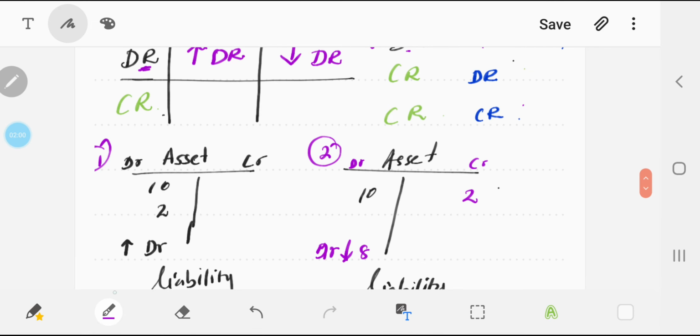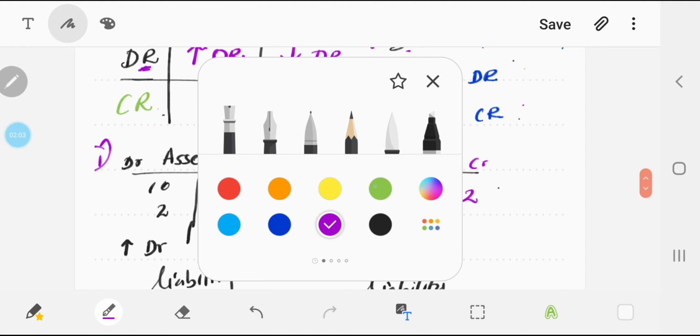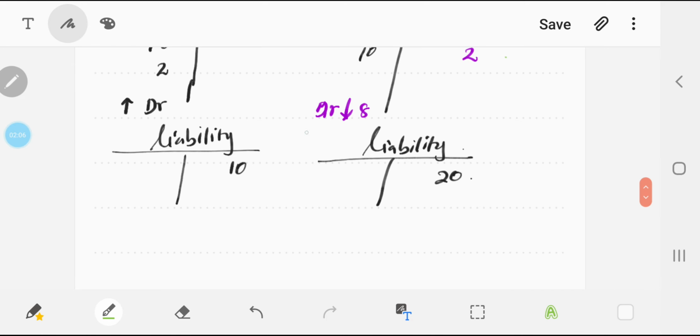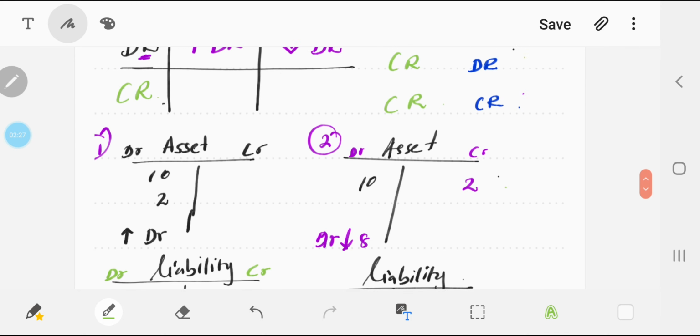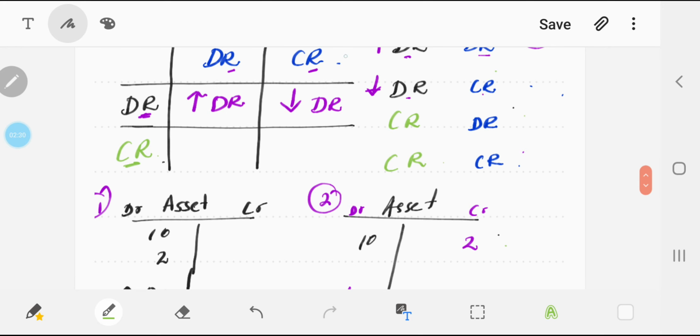Now let's look at the example of a liability. Liabilities usually have a credit balance. If you're going to increase the value of your liability, you're supposed to credit it. Therefore, the credit value will increase from 10 to 15. A credit and a credit will increase the value of credit. This is example 3.